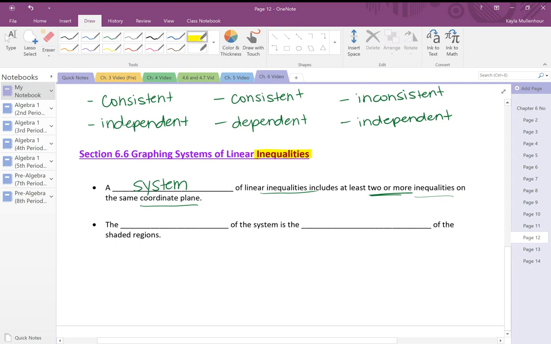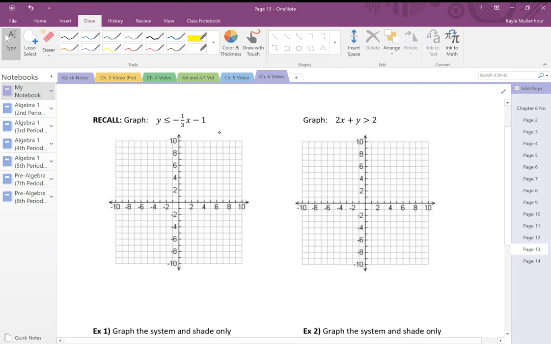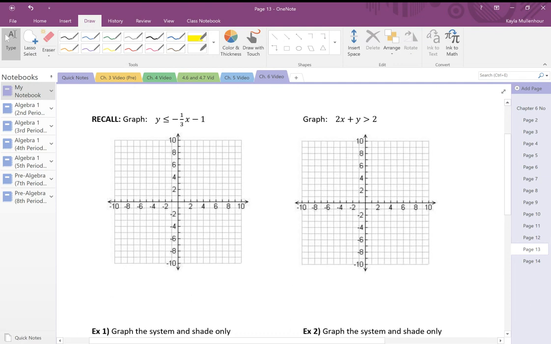And if you remember what inequalities include, those require you to make your lines dashed or solid and shade. So we will be shading with this section now. The solution to a system of inequalities is the intersection of all your shaded areas. So these are probably easier just to jump in with some examples and get started. On the next page, we're going to review some quick concepts of our linear inequalities.